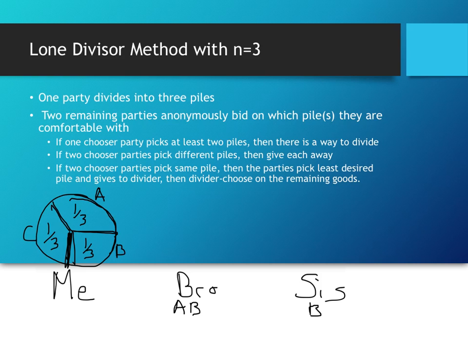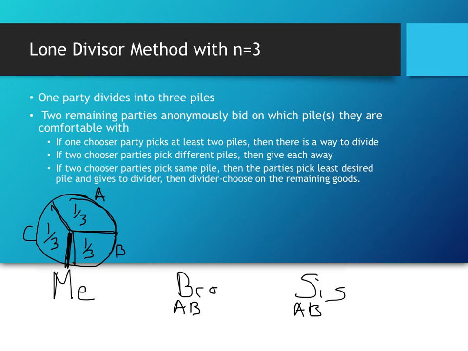So if either of the other 2 parties picks 2 piles, then we're good. In fact, even if both pick 2 piles, okay, if the brother picks A and B and the sister picks A and B, well, I'm stuck with C, and it really doesn't matter. Give the brother A, give the sister B. Or if you wanted to, give the brother B, sister A. Okay? Everybody's going to walk away with a fair share.